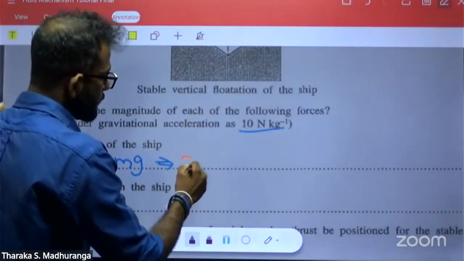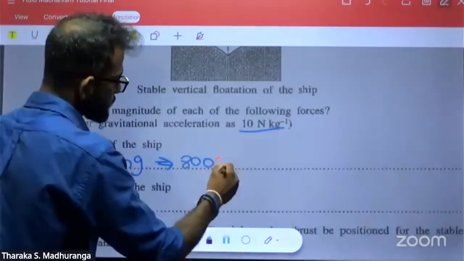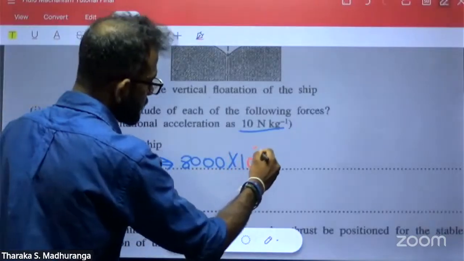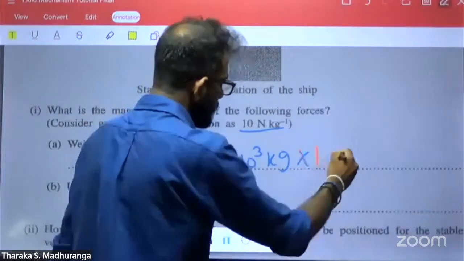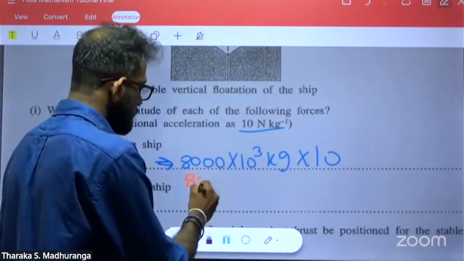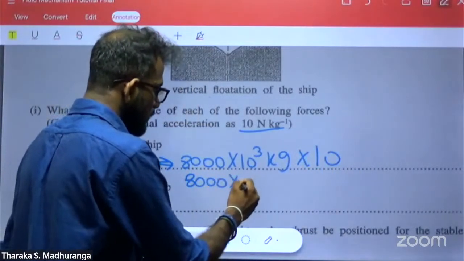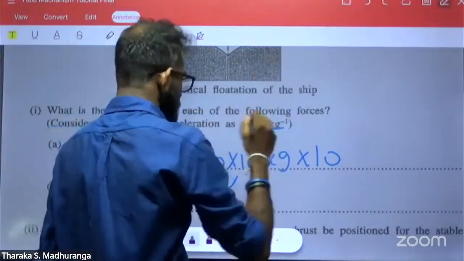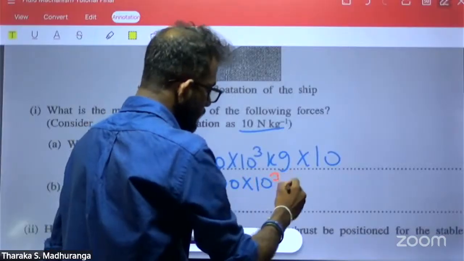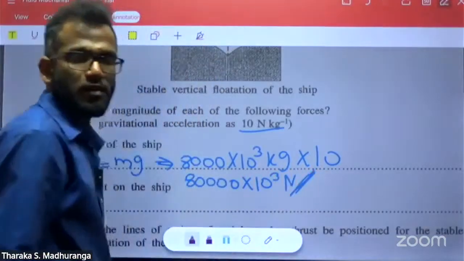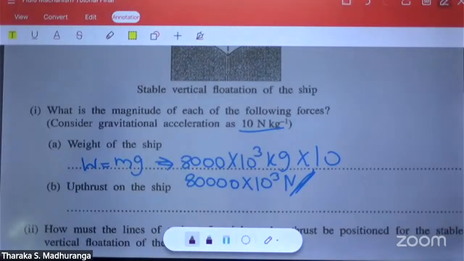M is 10 to the power 3 kilogram multiplied by 10. The answer is, no, 80,000 into 10 to the power 3 Newton. 80,000 into 10 to the power 3 Newton is the answer.